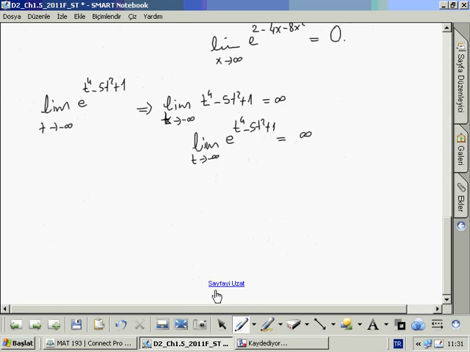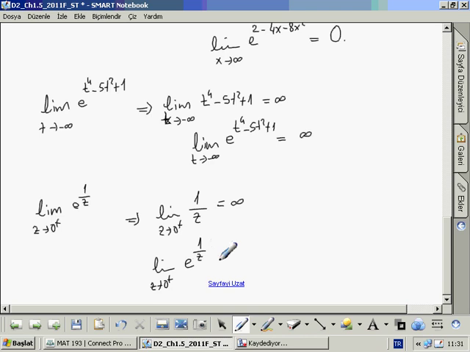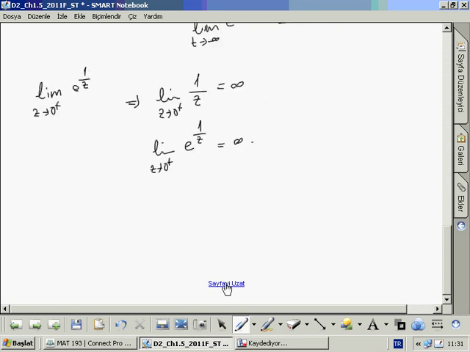And the last one, the limit as z goes to 0 from the right-hand side of e to the 1 over z. We know that the limit as z goes to 0 from the right-hand side of 1 over z equals plus infinity. So the limit as z goes to 0 from the right-hand side of e to the power of 1 over z is equal to infinity.